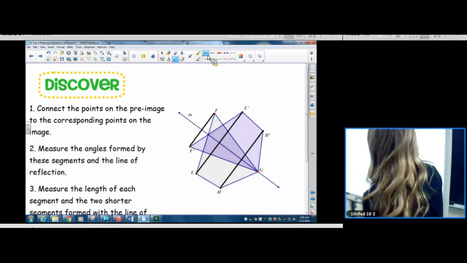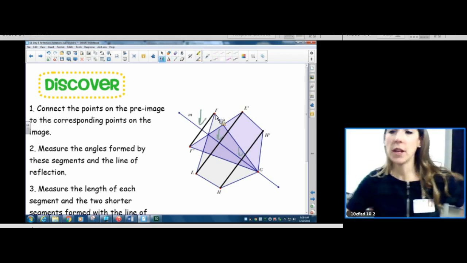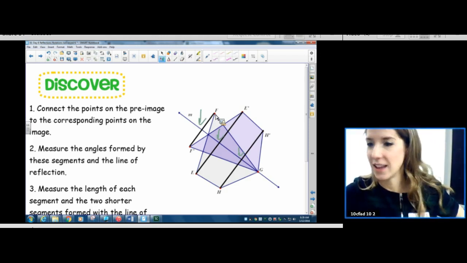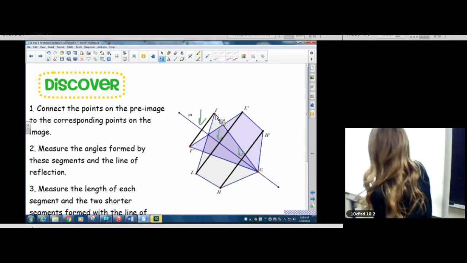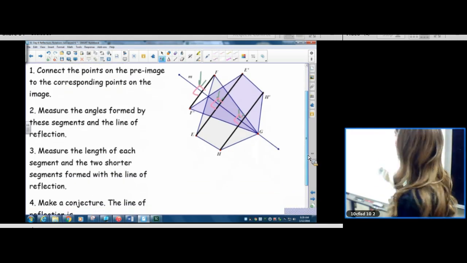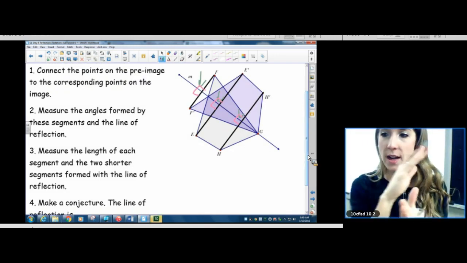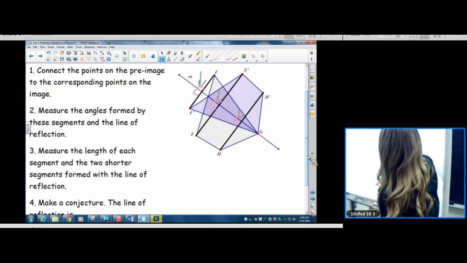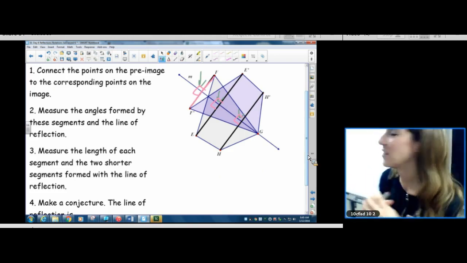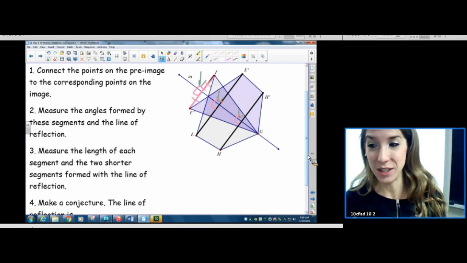All right, then it asks you to measure these angles. Hopefully when you used your protractor and measured those angles, you got 90, 90, 90, right? That was not a coincidence. This happens every time. Then it said measure the length of each segment, and then measure the length of the shorter segments formed when the line of reflection passed through them. So you were to measure FF prime, and then you were to measure those little parts, and you should have discovered that that segment was cut in half, and we have a fancier word for that.